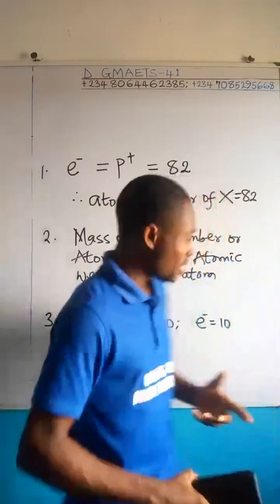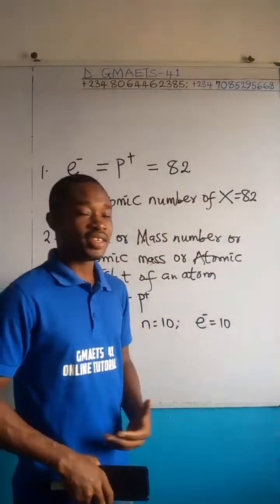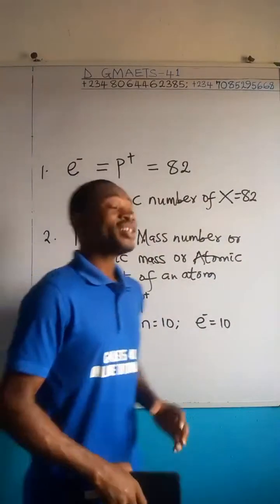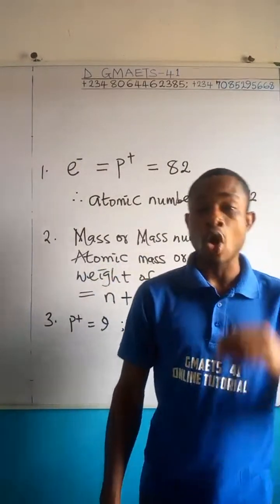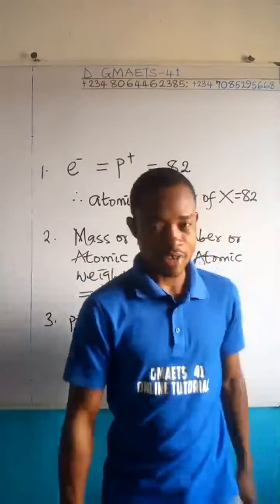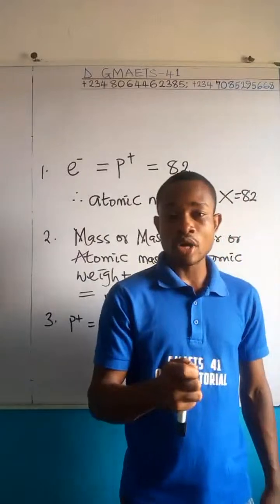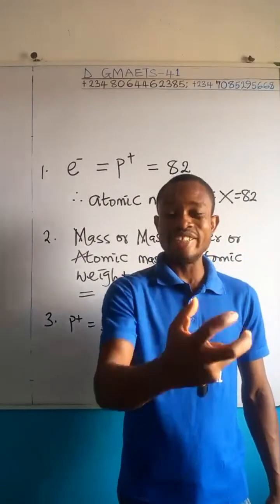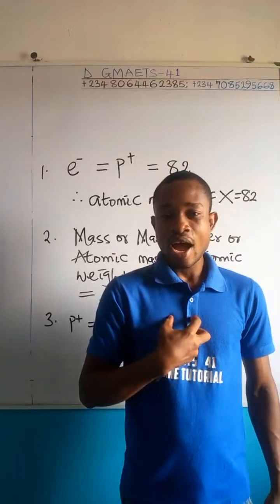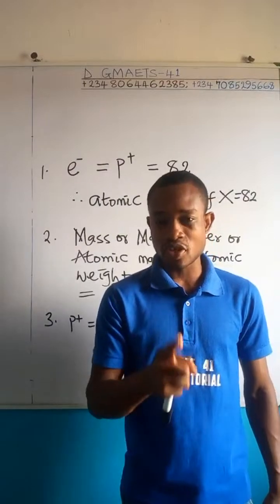The question will now be: is this ion a positive ion or a negative ion? To answer that question, it depends on whether the atom gained electrons or lost electrons. Are you following? If an atom gains an electron, it will give you a negative ion. And when an atom loses an electron, it will become a positive ion.